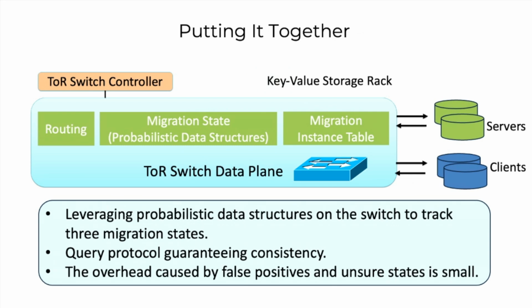So putting it together, we have a top-of-rack switch data plane that uses the registers to store the migration states and represent the probabilistic data structures, Bloom filters and counting Bloom filters. And we use the switch controller to register the migration instance table, basically mapping a source server to the destination server with their corresponding IP addresses. And also the switch decides the routing decision of different kinds of query packets.